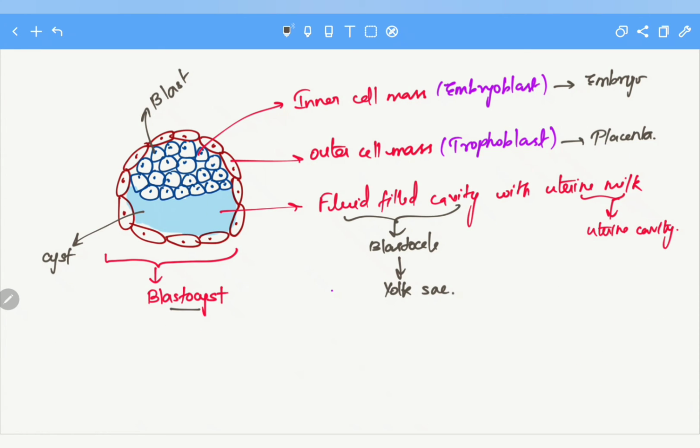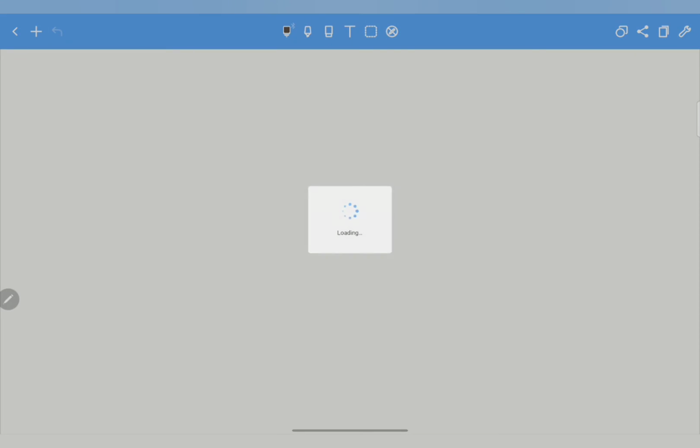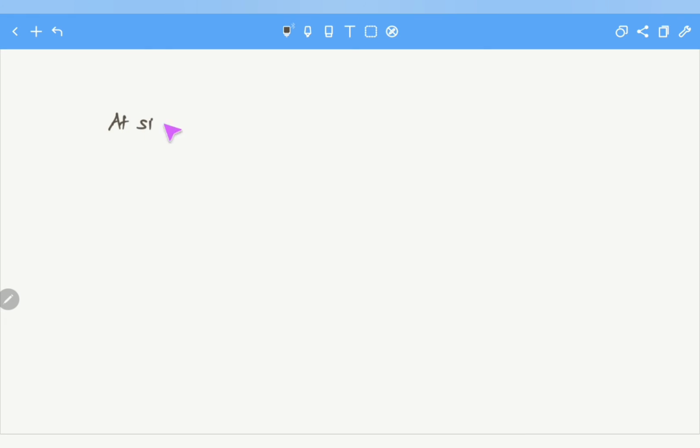What happens on the 6th day? On the 6th day, the master event occurs. What is that master event? It is the implantation. So the late morula and the early blastocyst will be floating in the uterine fluid on day 4 and day 5. After that, at about the 6th day, the implantation occurs.